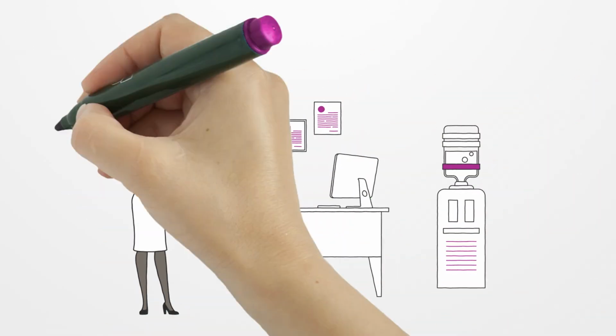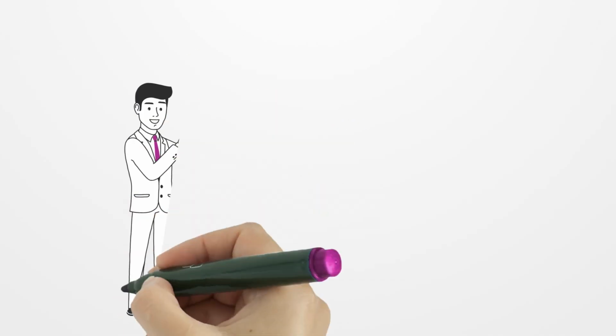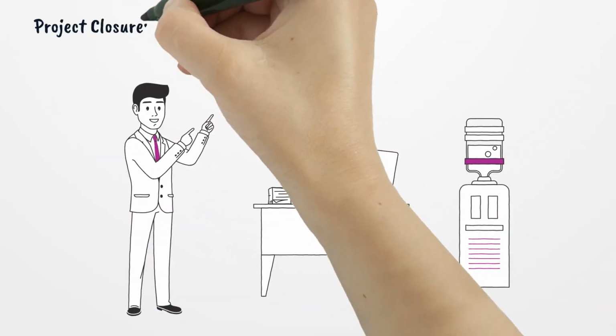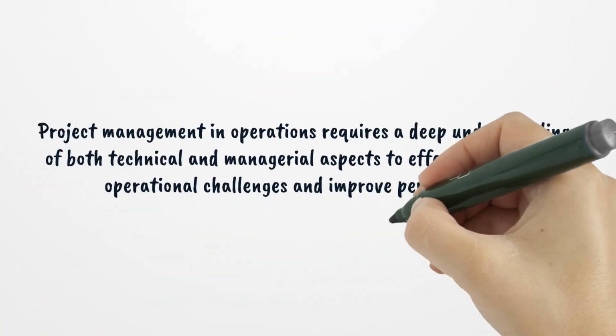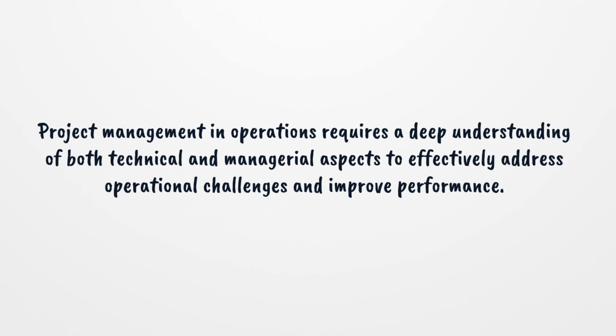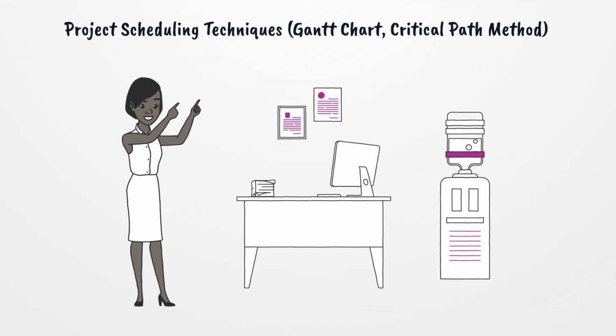Monitoring and controlling ensures that the project is on track. Performance metrics are monitored, and corrective actions are taken to keep the project aligned with goals. Project closure. This phase involves completing project deliverables, closing contracts, and documenting lessons learned. Project management in operations requires a deep understanding of both technical and managerial aspects to effectively address operational challenges and improve performance.